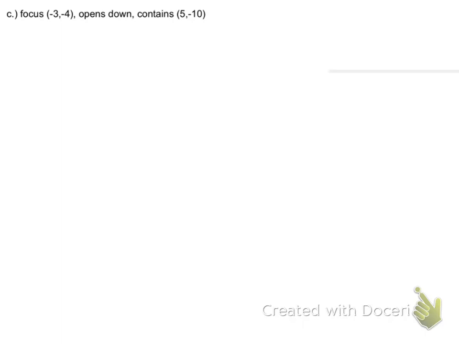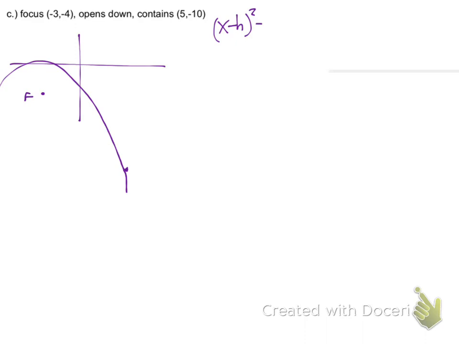So again, I'm just going to go straight to drawing something for this. -3, -4 is about there. 5, -10 is somewhere about there. And you know it opens down. So therefore, something like this. That seemed kind of legit that it could possibly be there. Okay. Wait a minute. That means it must be what kind of problem again? It has to be x plus h. An x squared problem, right?